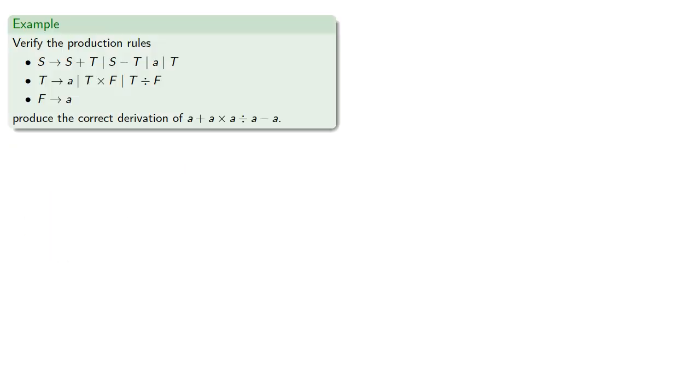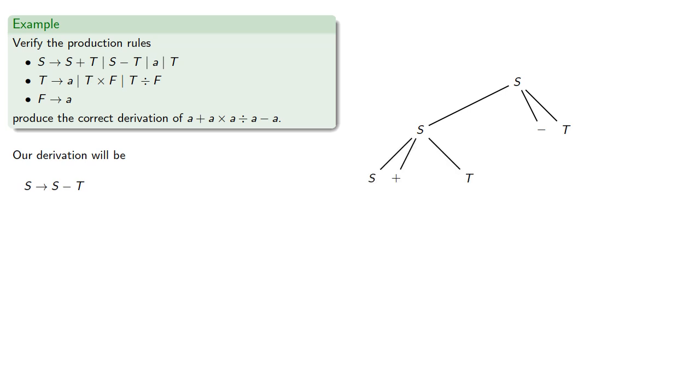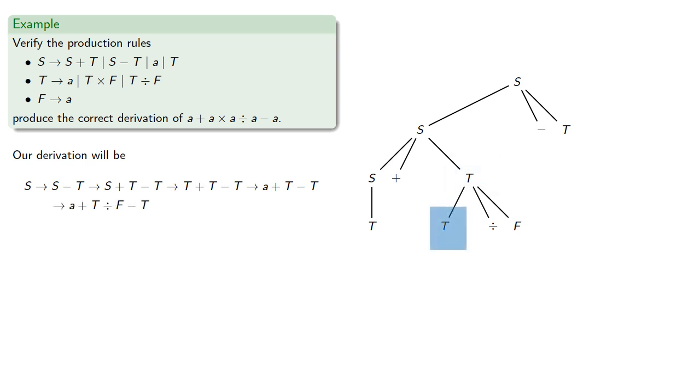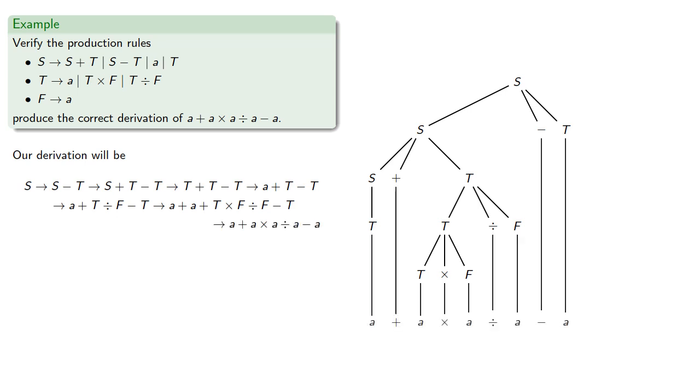And let's verify that our production rules actually produce the correct derivation of an arithmetic expression like this. So again, we'll keep track of our production rules, but we'll also simultaneously produce the derivation tree. So the only possible first step is to split off the minus T, so S produces S minus T. Our first term, S, produces S plus T, and this S is going to go to a terminal symbol. This T will produce T divided by F, and this leading T is going to produce T times F, and T and F can only produce terminal symbols, so we'll drop all those down to the bottom.